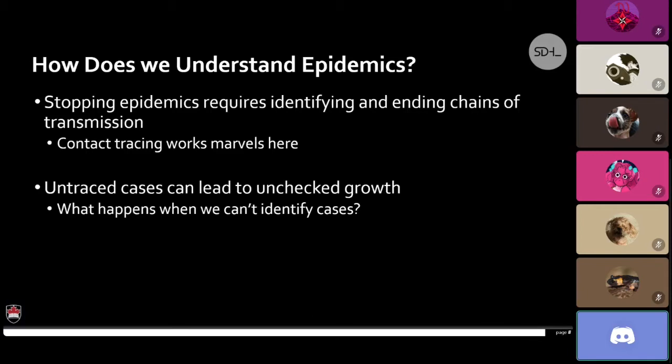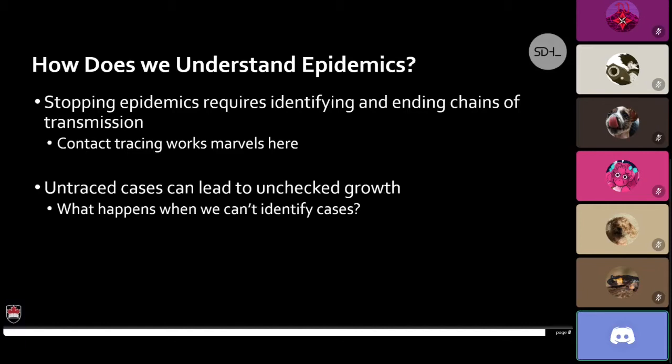And then the other element is that if we're not tracing cases, we really have no handle on how it's spreading. And given that case rates for diseases really rise exponentially, not tracing cases adequately will lead to unchecked growth.